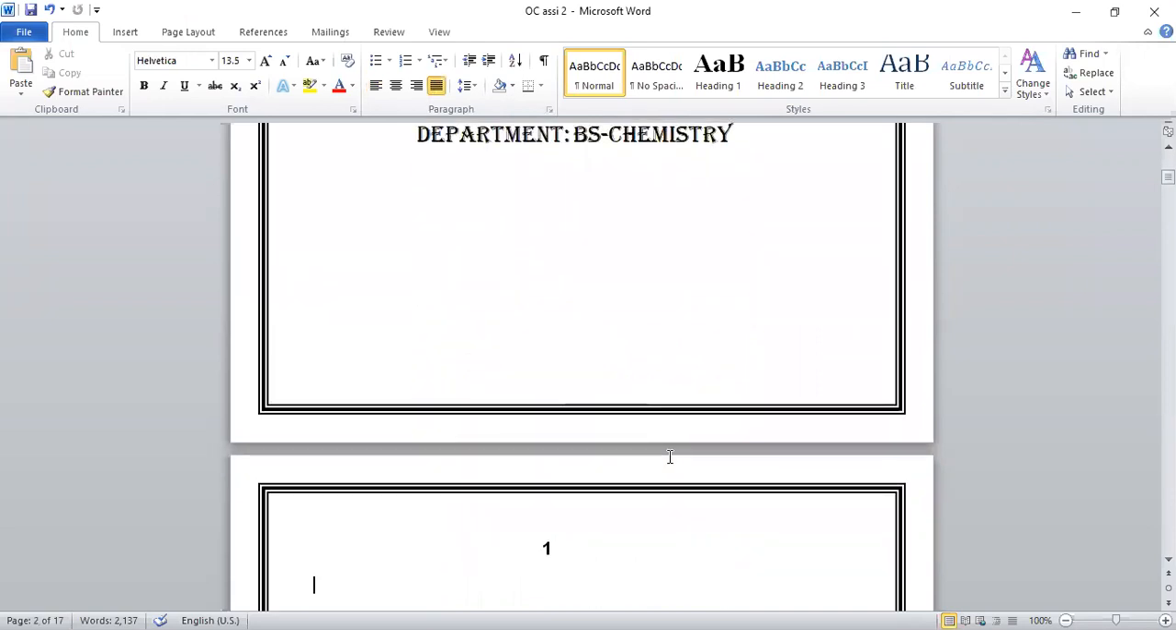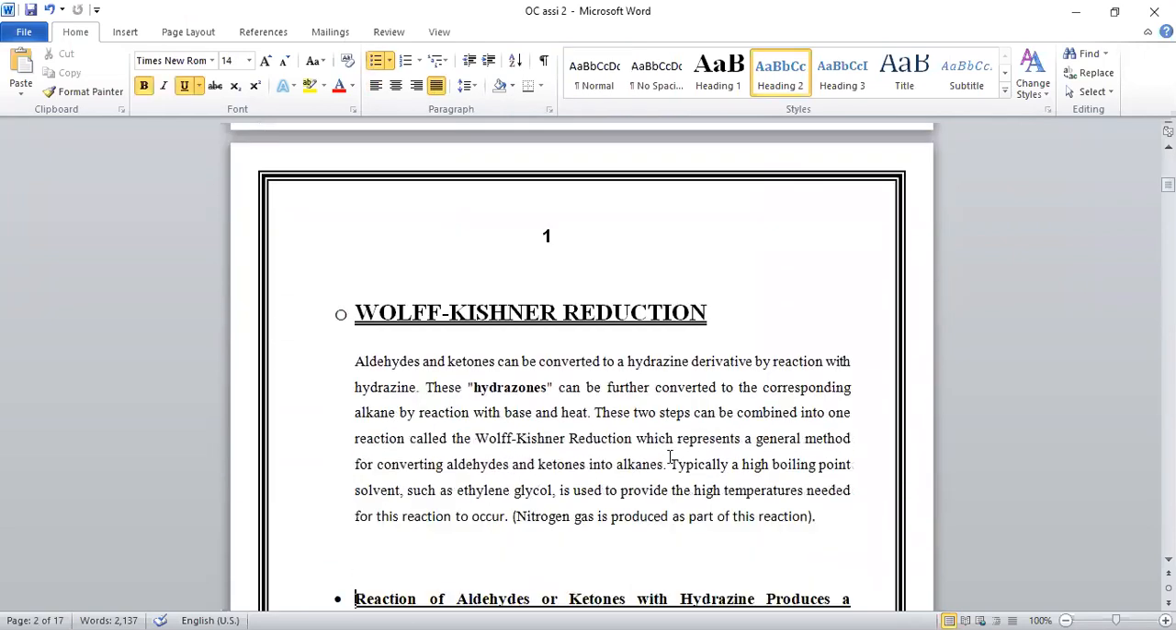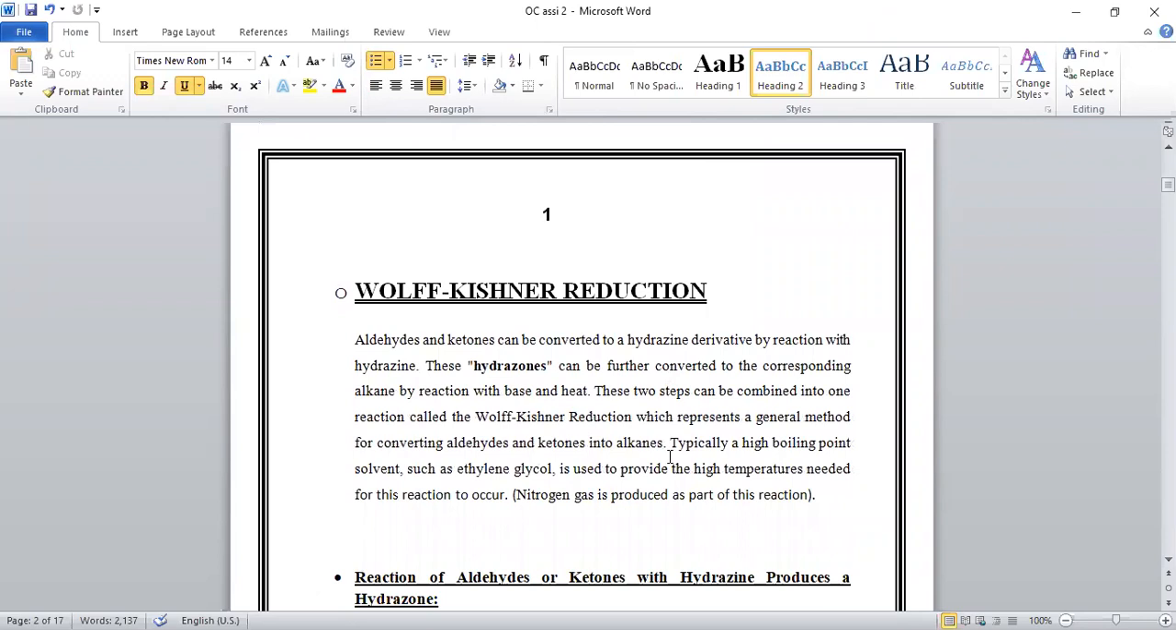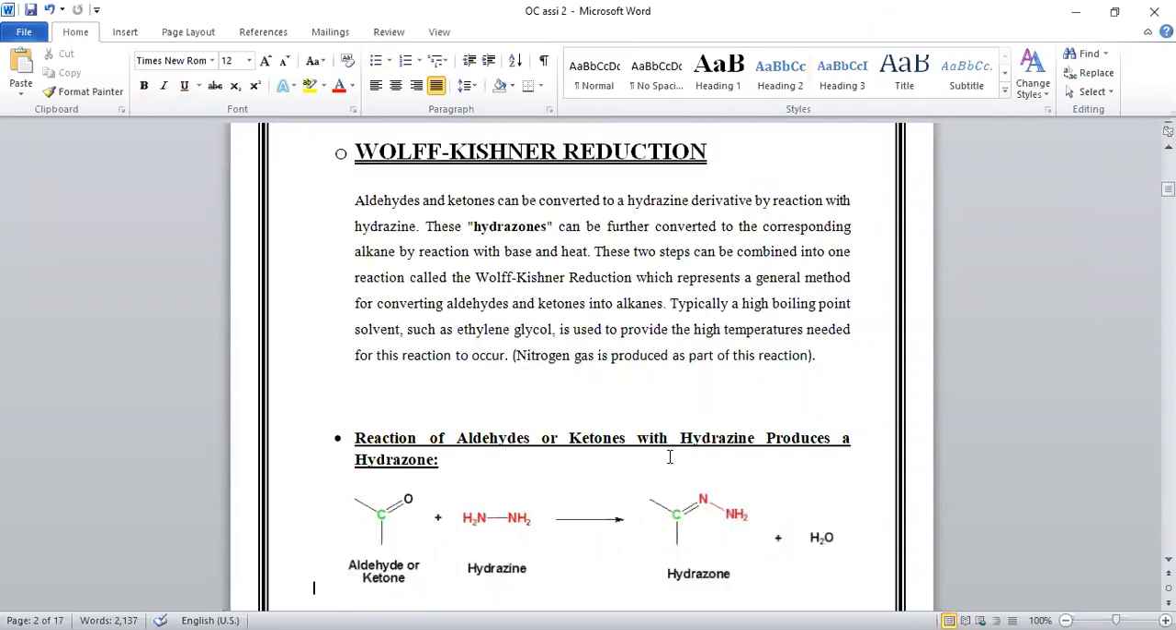Today I will discuss some named reactions. First one is Wolff-Kishner reduction. Aldehydes and ketones can be converted to hydrazone derivatives by reaction with hydrazine. These hydrazones can be further converted to the corresponding alkane by reaction with base and heat.